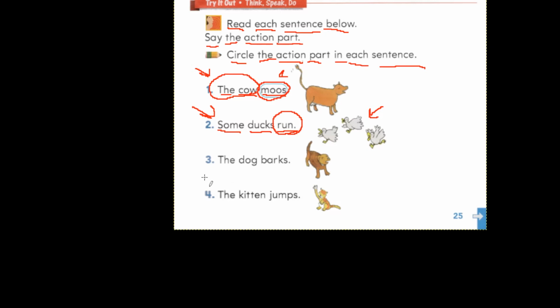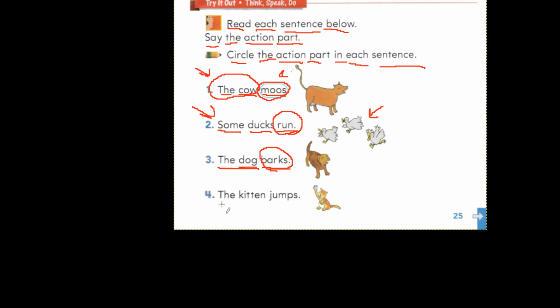Okay, let's see. Number 3, the dog barks. Well, the dog is our naming part. It's the subject of our sentence. And then we can ask, what is the dog doing? The dog barks. So barks is our action. It's what the dog is doing.